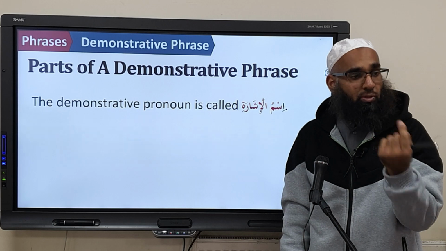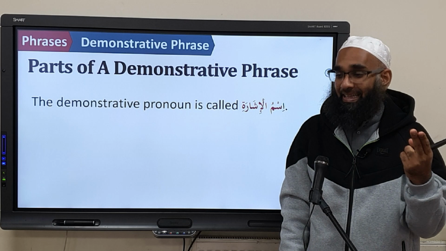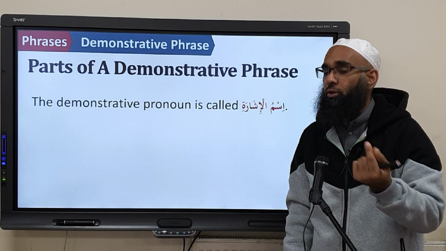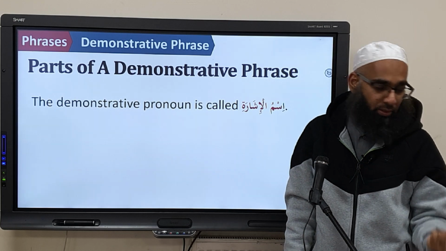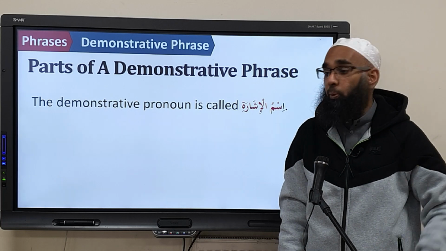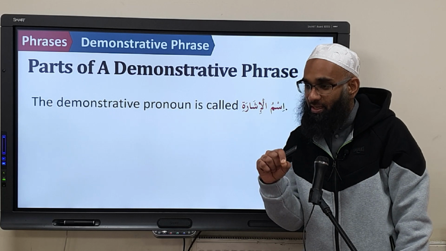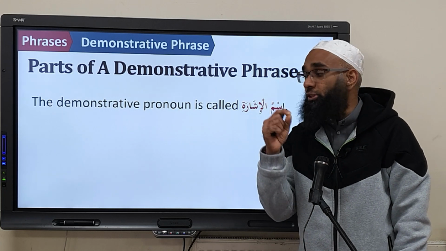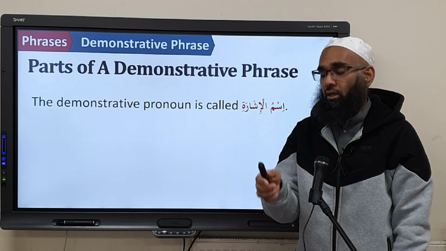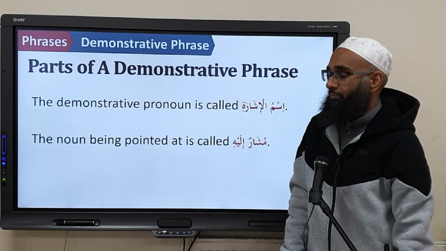One is called Ismul Ishara. Why is it called that? Because Ishara means sign or pointing. And Ism means noun. So a noun of pointing. So Ismul Ishara. What's the plural of Ismul Ishara? Asma. Very good. Because Ismun is singular. The plural of Ismun is Asma. So Asma'ul Ishara. You have Ismul Ishara and Asma'ul Ishara.